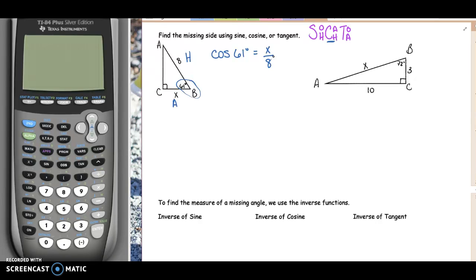To solve this, we're going to turn this into a proportion. Put cosine of 61 over 1. Do you remember how to solve a proportion? Cross multiply. So if we cross multiply, 1 times x is x, and then we'd have 8 times the cosine of 61 degrees. So all we have to do is grab our calculators and punch in 8 times the cosine of 61 degrees.